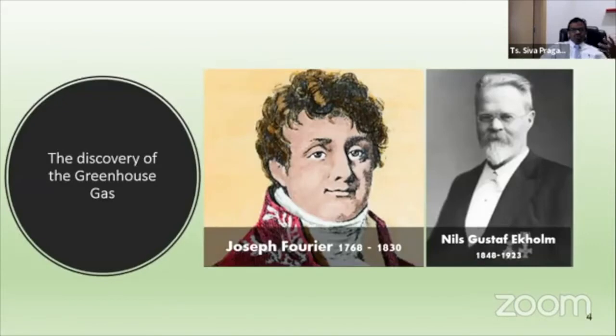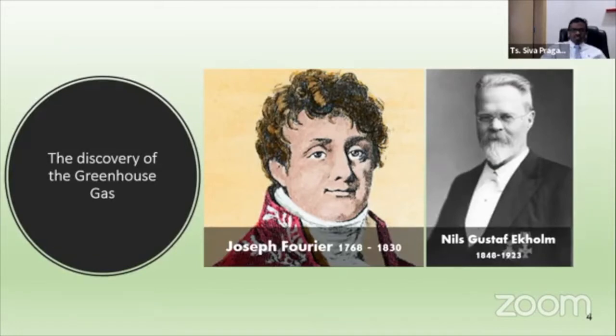Now, first and foremost is the discovery of greenhouse gas. There were two scientists who were really involved in the early discovery of greenhouse gas. The first is Joseph Fourier. Joseph Fourier was a French mathematician. He studied heat flow and its effects on Earth's temperature.